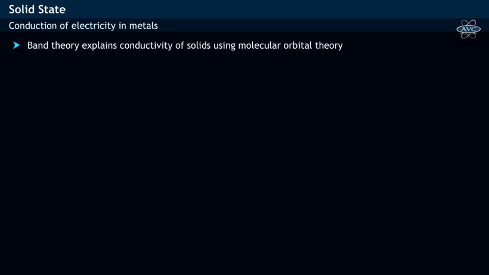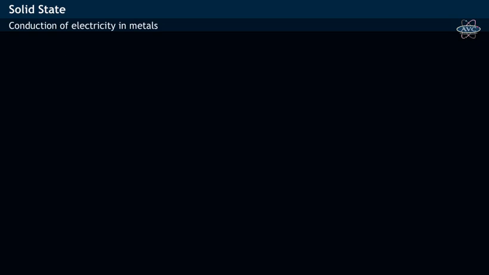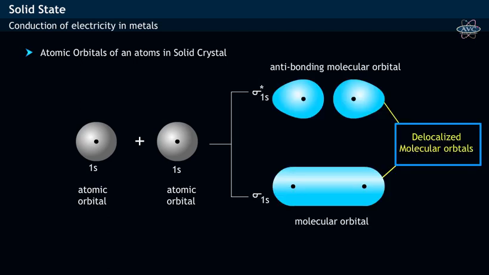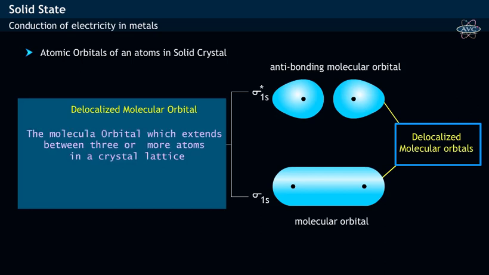Band theory is used to explain the conductivity of solid using molecular orbital theory. The atomic orbitals of atoms within a solid crystal, say two 1s orbitals, combine with each other and thereby form a delocalized molecular orbital spread over the entire crystal.